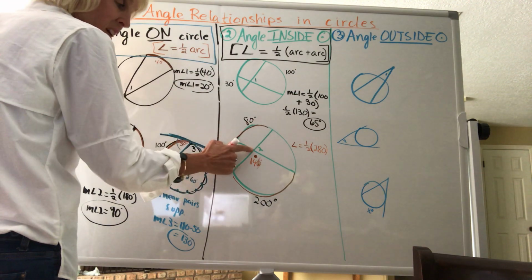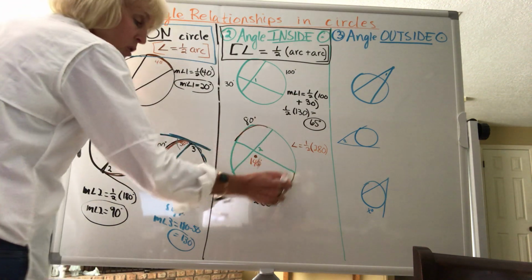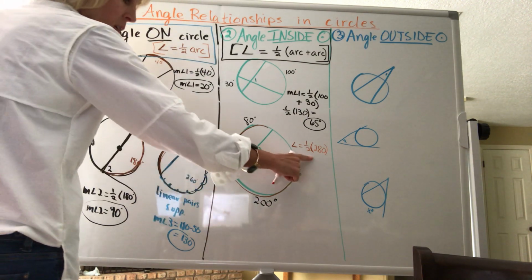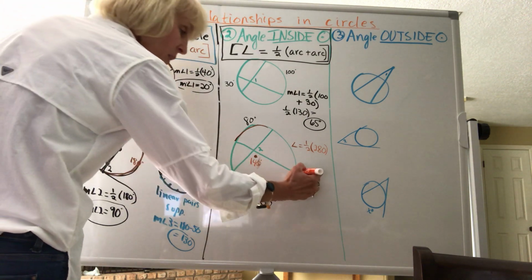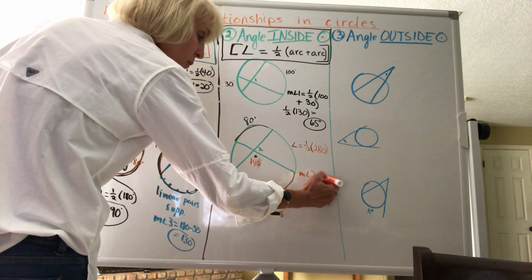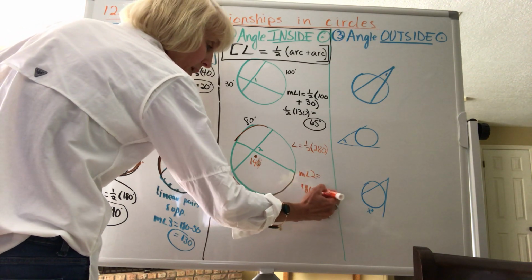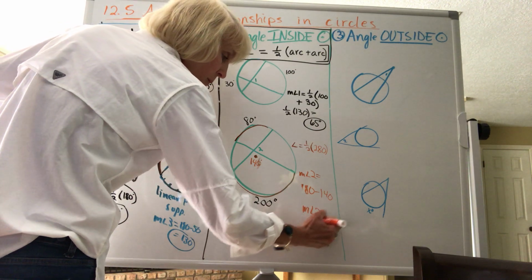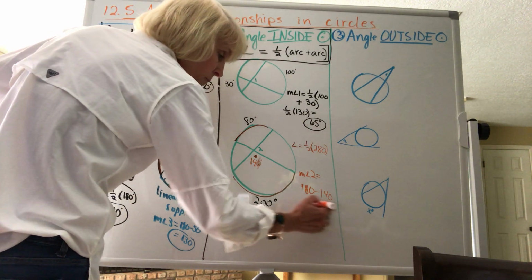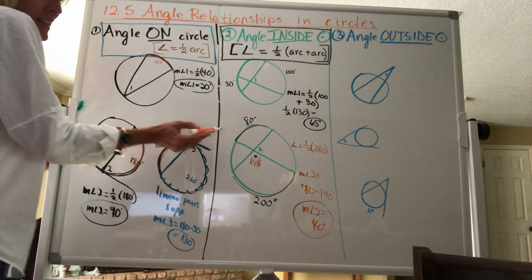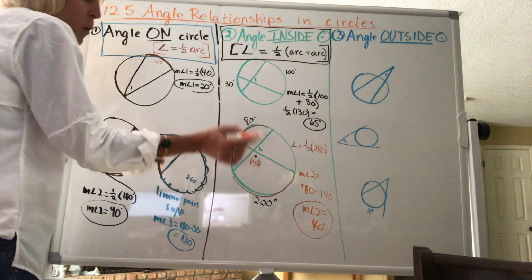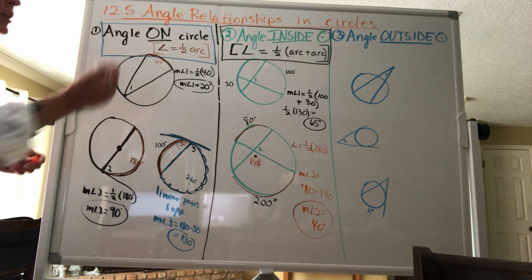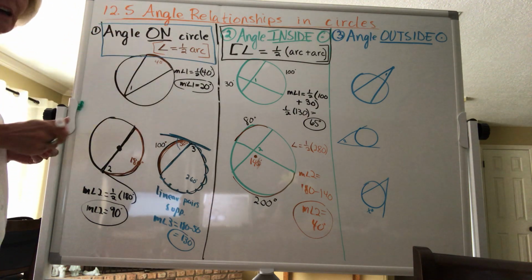It's still saying it's on the inside, so I'm going to do half of arc plus arc. So half of 80 plus 200, or 140, and then the measure of angle 2 would be 180 minus 140, where the measure of angle 2 would be 40 degrees. So the big thing there is anytime it's on the inside, half of one arc plus the other arc. Inside, add the two arcs. On the circle, just half the arc.